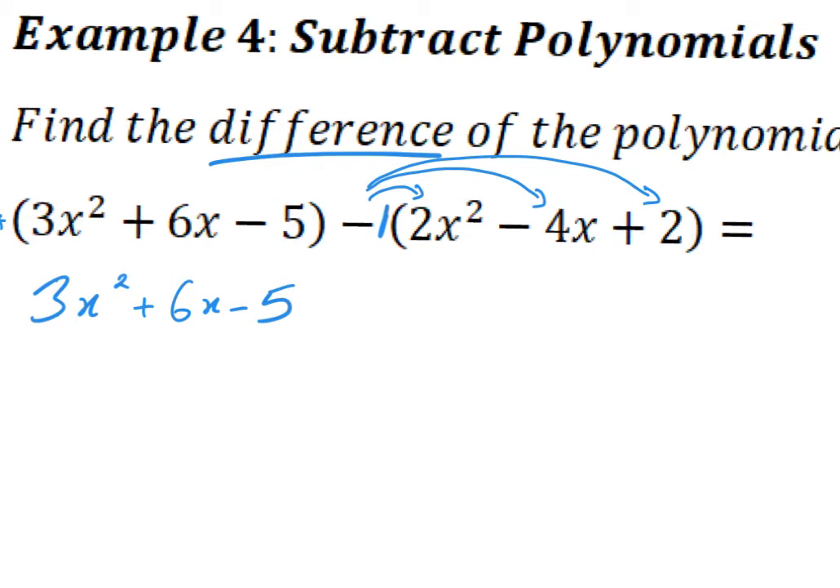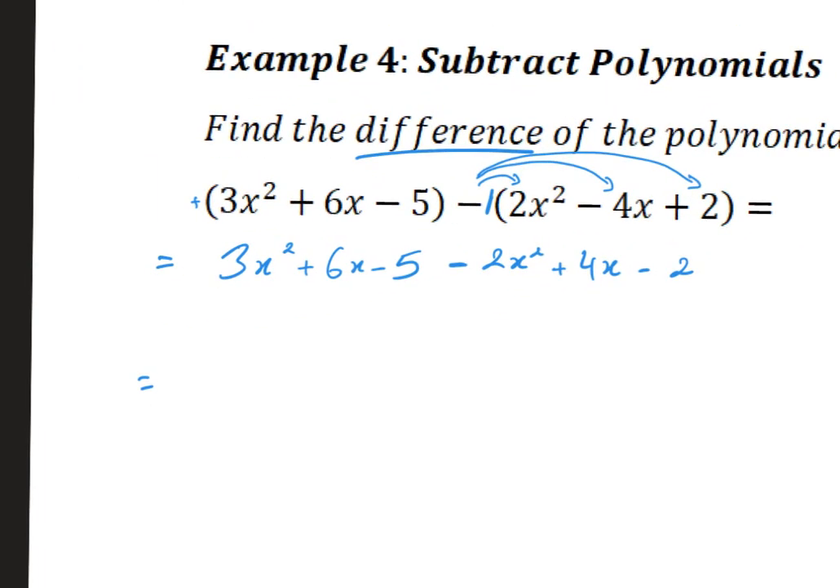So it's going to be -1 times 2x squared, that will be -2x squared. And -1 times -4, that will be positive 4x. -1 times 2, that will be -2. Right?